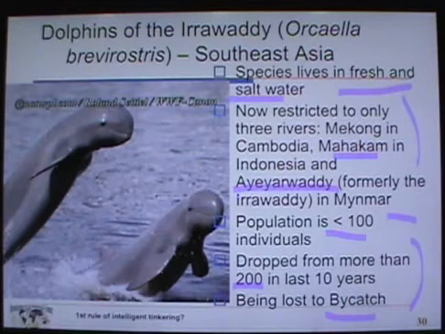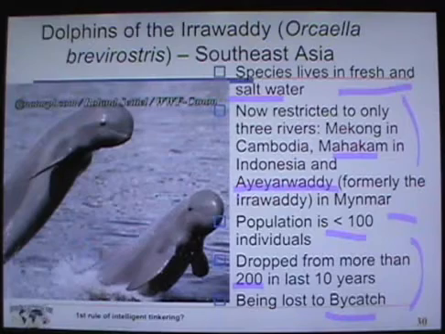Bycatch. Talked about bycatch in a previous lecture. Bycatch is where you're not trying to catch the dolphins, but guess what? They get caught in a net. Can't get them out.